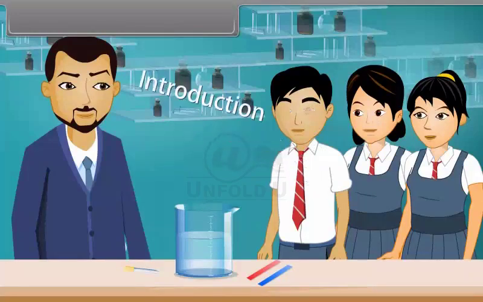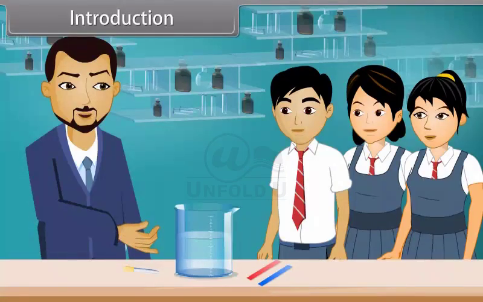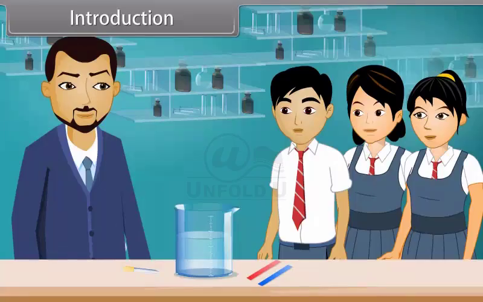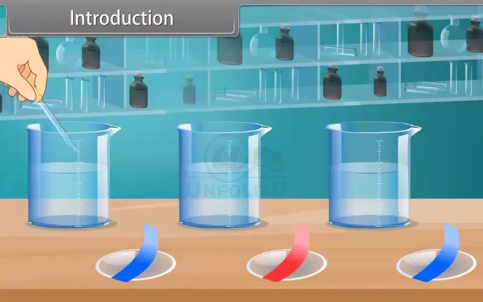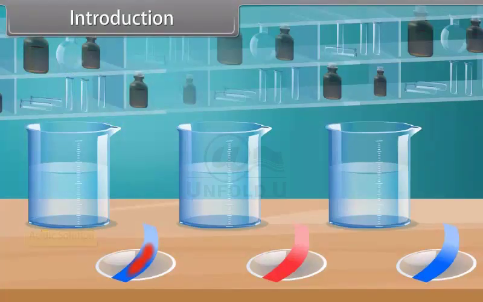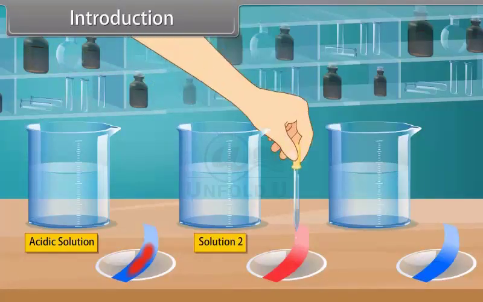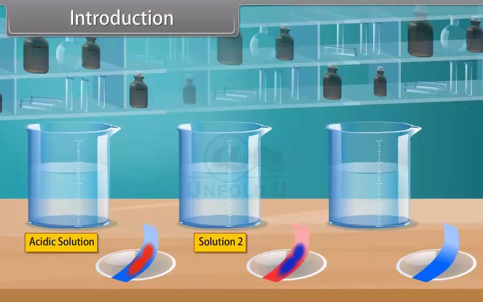Introduction. Hello students. Today we will perform an experiment to identify the acidic, basic or neutral solution. Fine, sir. First, put a drop of solution 1 on the blue litmus paper. It turns into red. It shows acidic behavior. Next, put a drop of solution 2 on the red litmus paper. It turns into blue. It shows basic behavior.